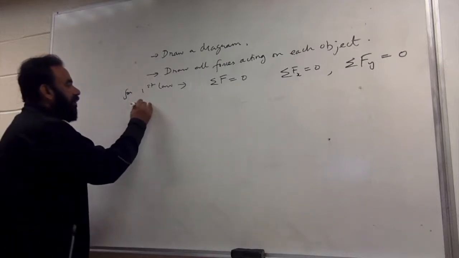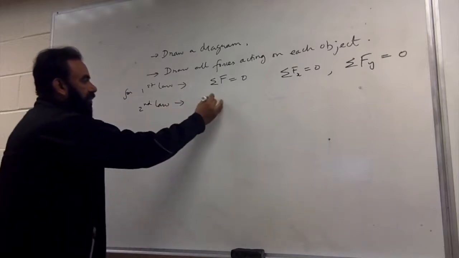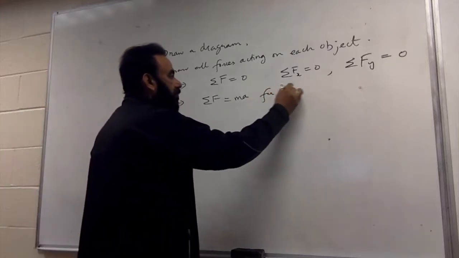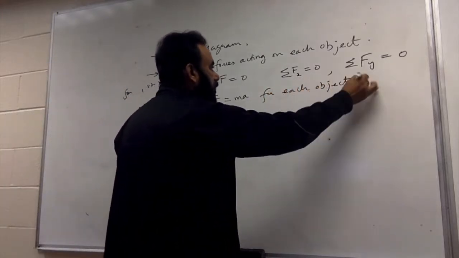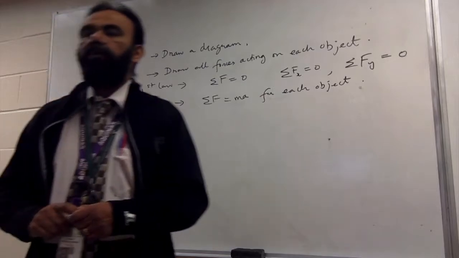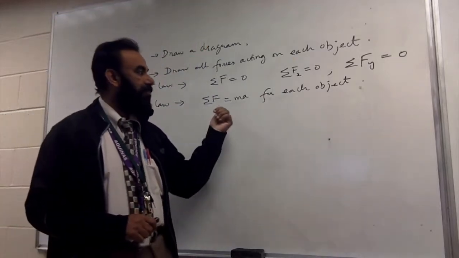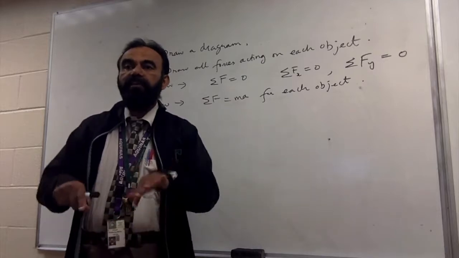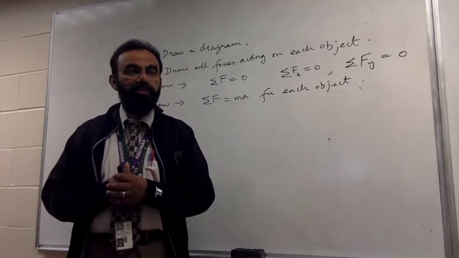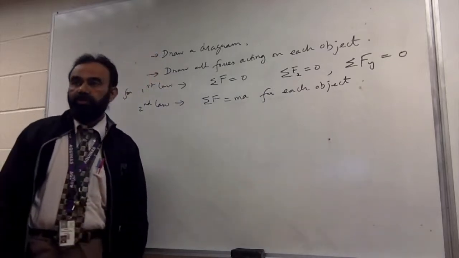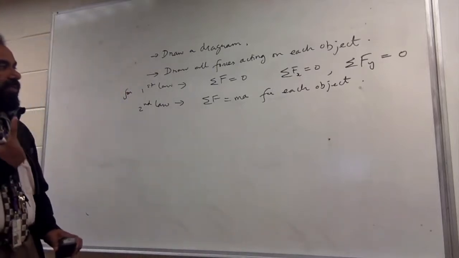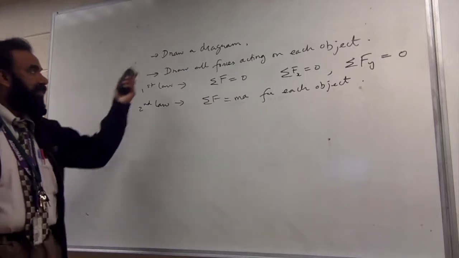Now for the second law, you're going to use net force is equal to ma for each object. Now if there is only one object, then it should be much easier. But if there are multiple objects, you may have to set up multiple equations and then finally solve them, right? And once you set up those equations and solve them carefully, you will get all the unknowns that they're looking for. Is that clear?